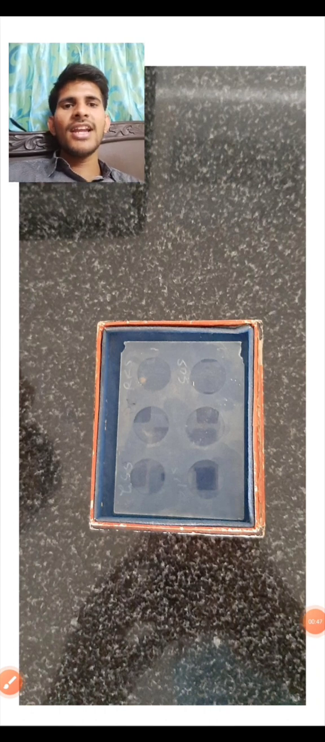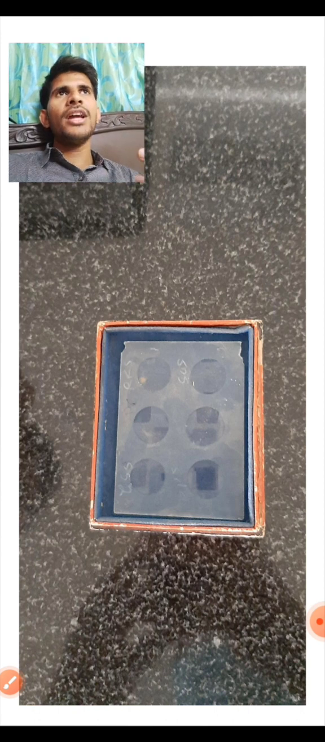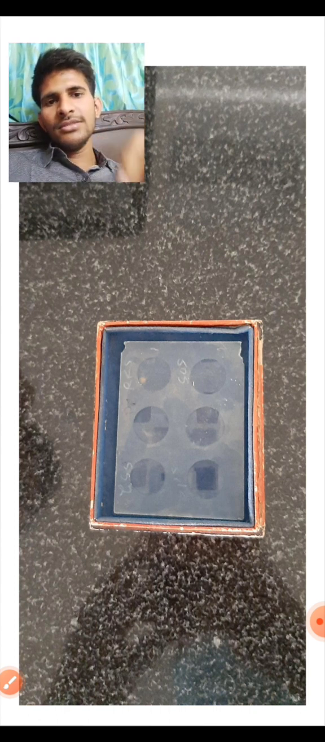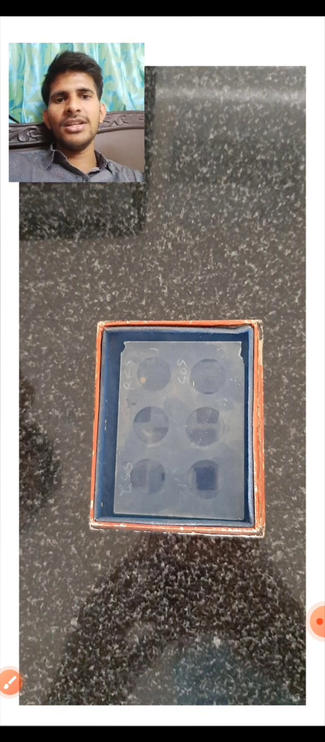This is VDRL, Venereal Disease Research Laboratory, which is used for syphilis. They will take a VDRL reagent and add the patient's serum to it, and the patient's serum has antibodies. Okay, and it will form a coagulation. So you can see clumps. You can see it's for VDRL.